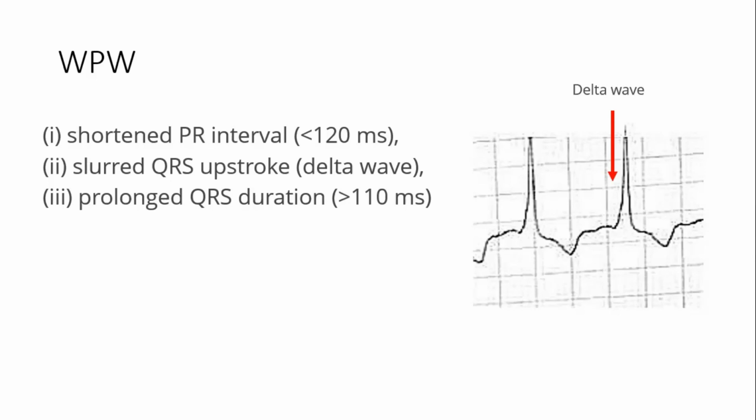Because the delta wave is a slurring. That's why it's a delay. That's why you're saying a prolonged QRS duration. Otherwise, the QRS duration should be shorter than that. If the pathway is conducting, the node is not conducting. Kindly unmute, please.